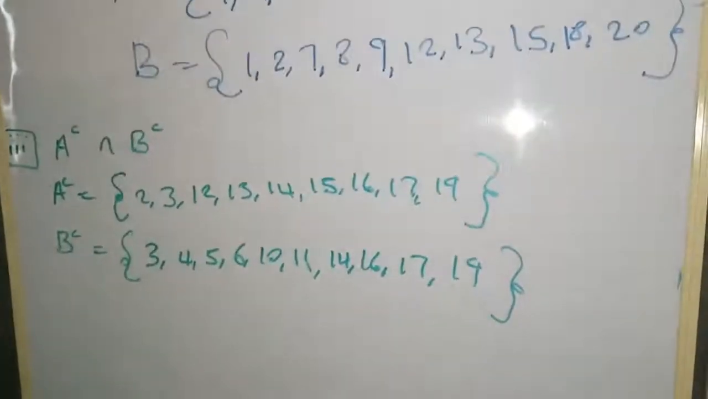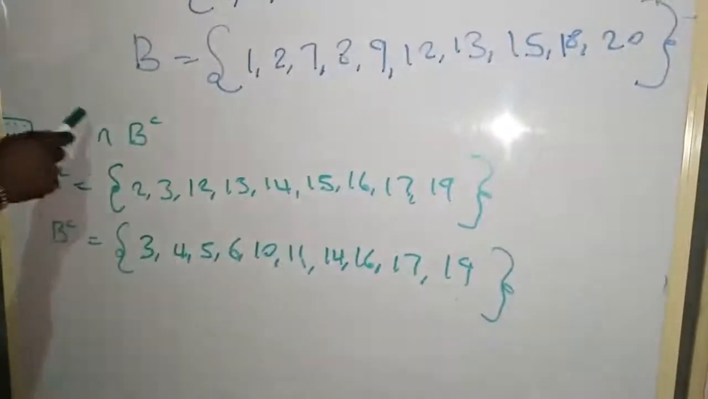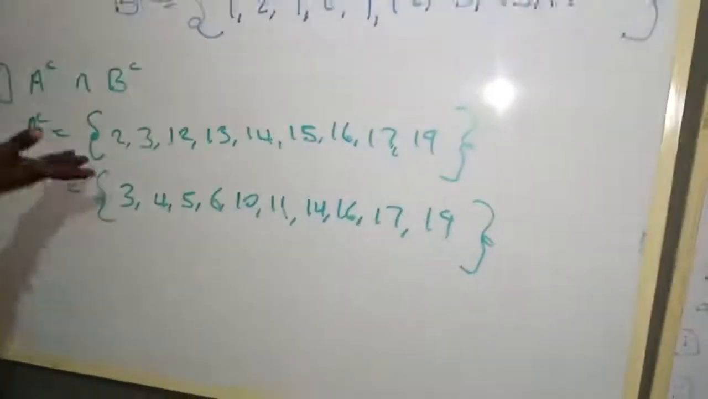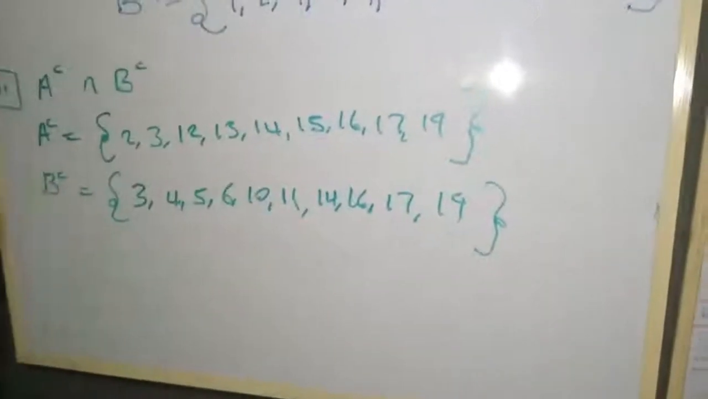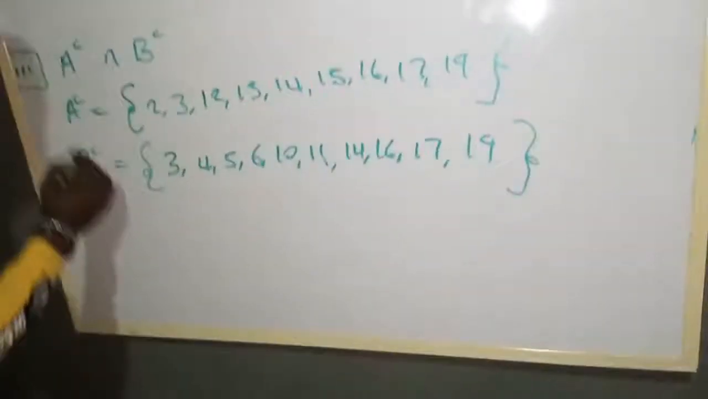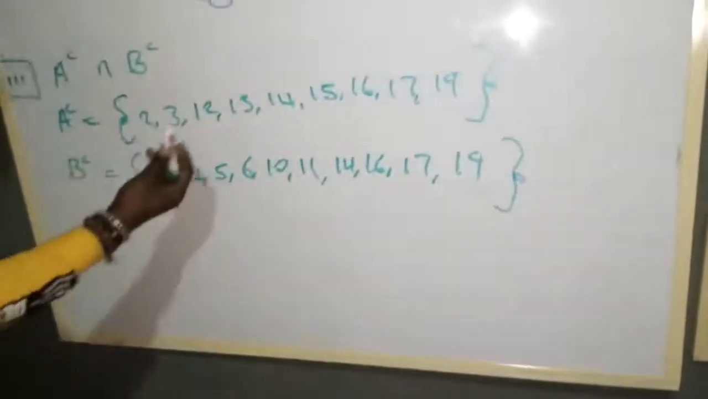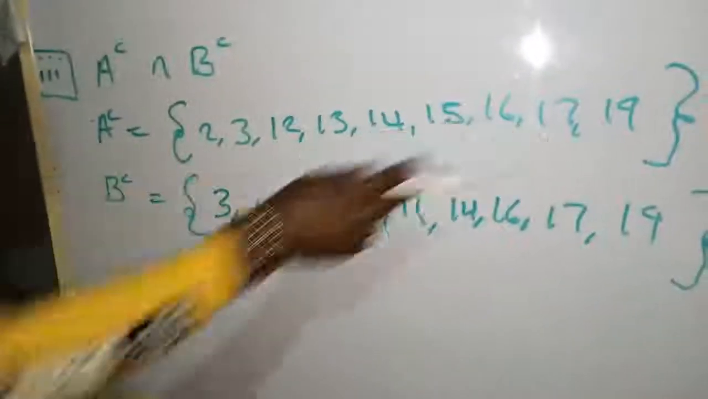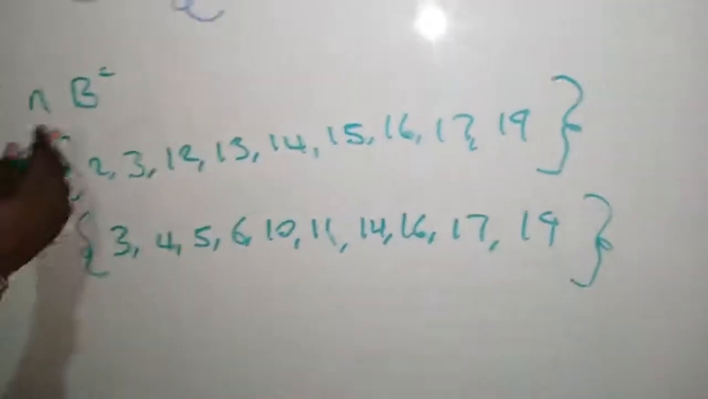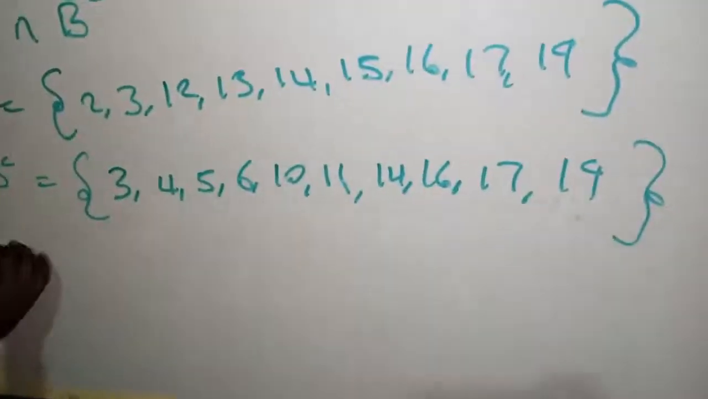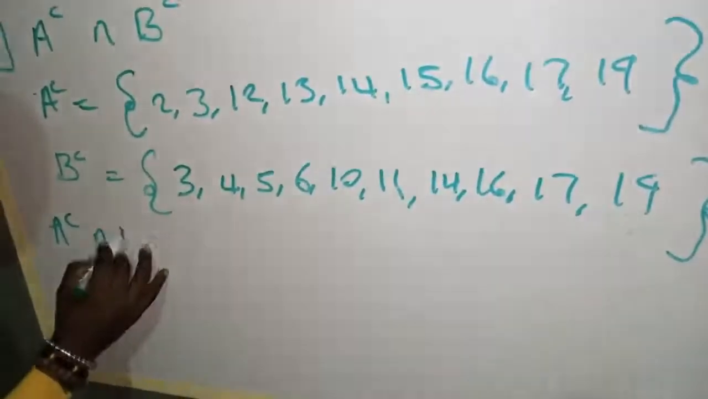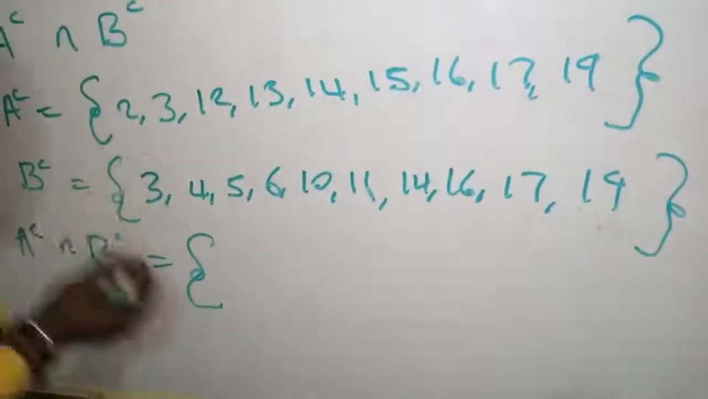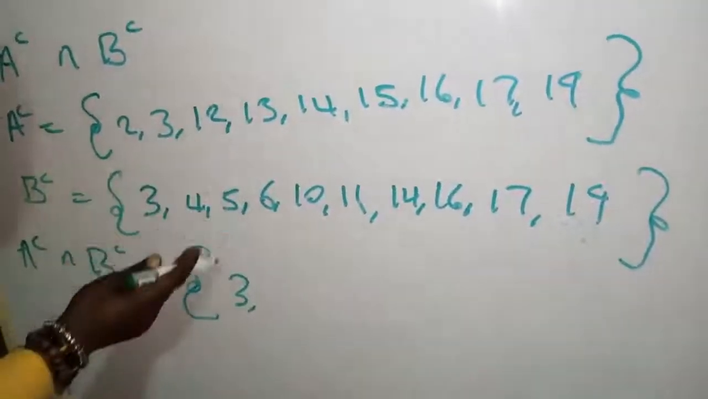Now, going back to the question, A complement intersection B complement: since we have gotten our A complement and B complement, we can now find any element that can be found in both sets. That is A complement intersection B complement. What can be found in both? 3 can be found in both. What else?